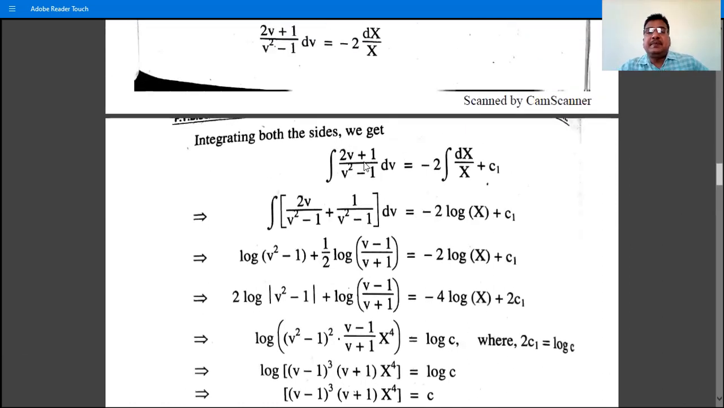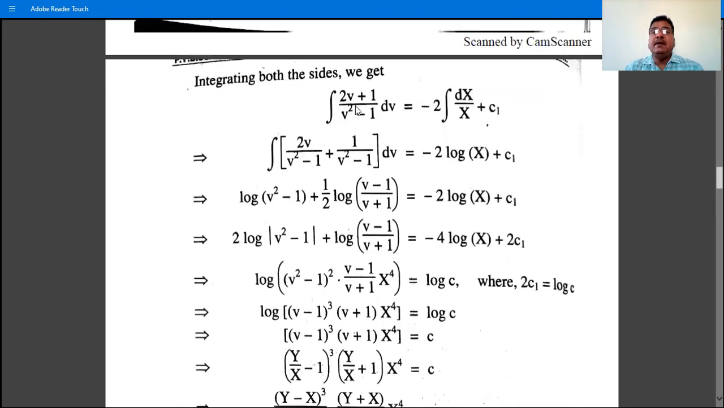No need of partial fractions, just write 2v divided by v square minus 1, and separately divide this v square minus 1 to these factors. So integral of 2v divided by v square minus 1 plus 1 divided by v square minus 1 dv is equal to minus 2 log x. So if you have to apply the partial fractions, then write v square minus 1 as (v minus 1)(v plus 1), and then find the factors. Okay, we can also solve this using partial fractions.